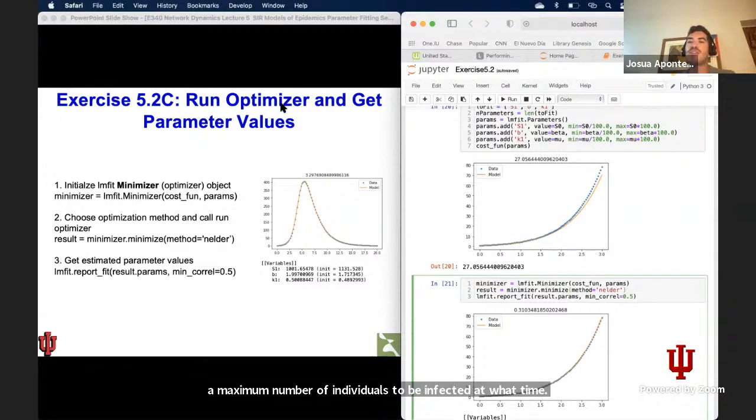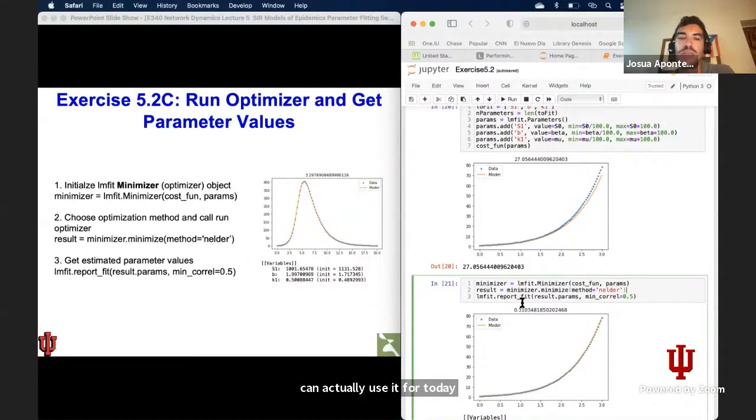And this is a little bit of a simplification, but I think you will be surprised how much information you can actually get out of an SIR model in the real world. I think some people have shown that you can actually use it to make pretty good estimates.